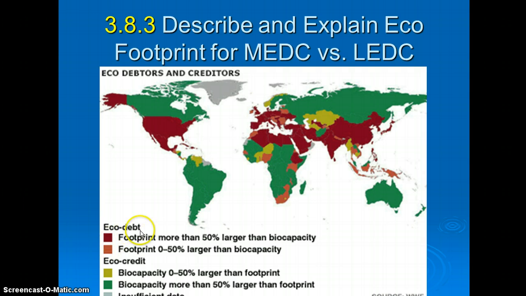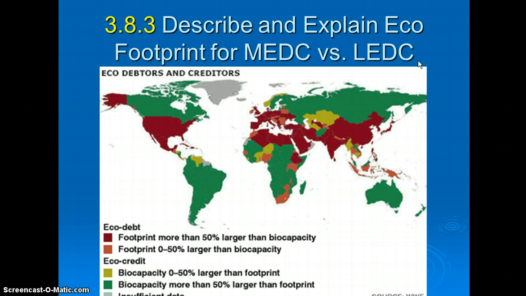is red. We're in debt with regards to our eco-footprint, meaning, and we're dark red, our footprint is more than 50% of our biocapacity. We're using over half of the capacity that we're supposed to be using. We're taking up way more land than we should be. Versus maybe this green area here, they have more biocapacity than they're even using within their eco-footprint. So, in essence, we are using more than half of what we're supposed to be using. We're kind of taking it from these guys, right? And what you'll see is a trend. More of the MEDCs are red than the green ones, right? And the green ones tend to be some of our more LEDCs.